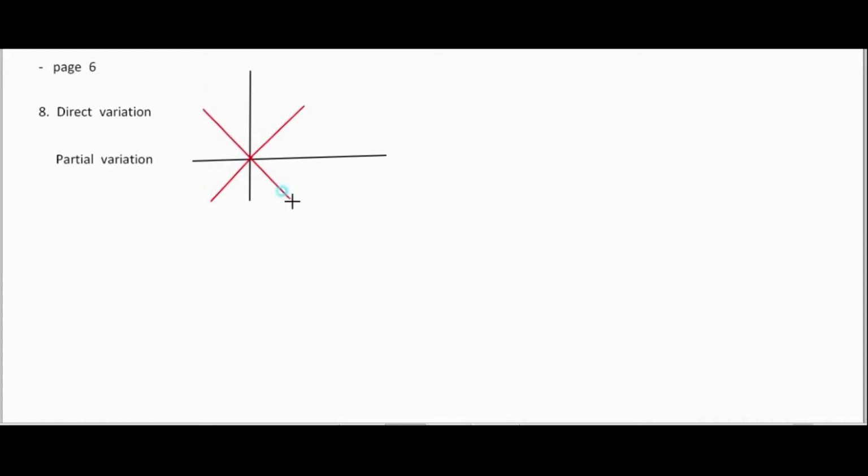So it can look any way. It can look like this, or it can even look like this, almost touching the x-axis. Anyway, the direct variation is a graph that touches 0, 0. And partial variation is the exact opposite. It's every other graph that doesn't touch 0, 0. So we call such linear expressions partial variation.